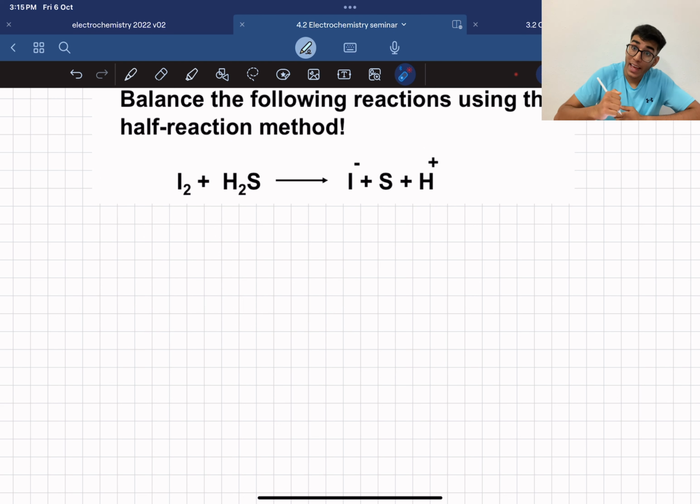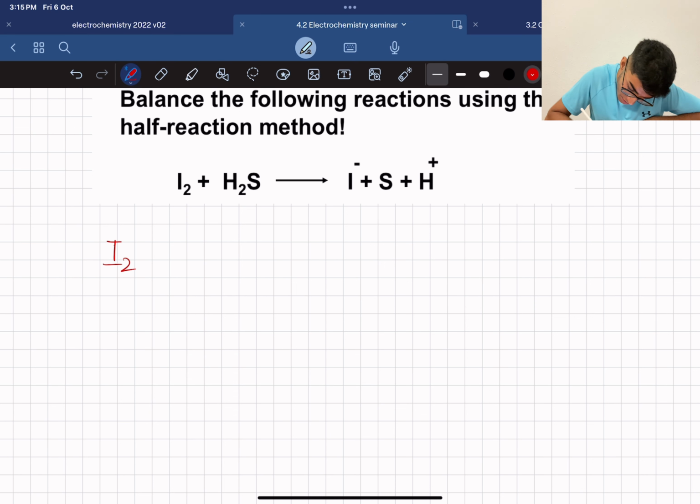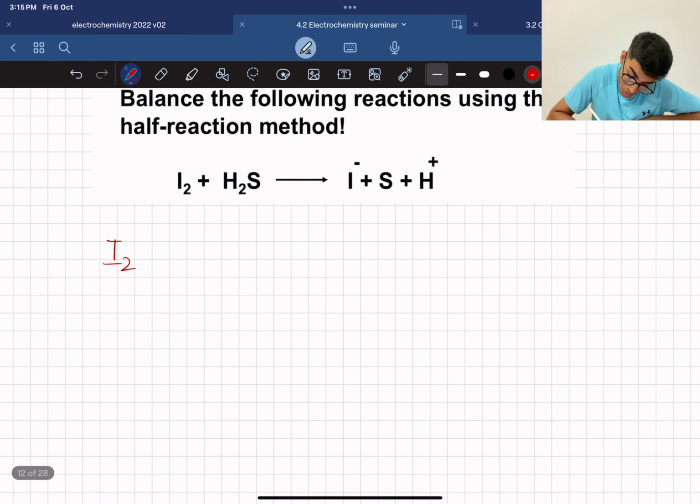So let's write it like that. I'm first going to take I2. Let's just take I2. I have I2 here. We know that we need an electron. So giving an electron, let's just write what we have over here. Remember, I2 gives I minus.